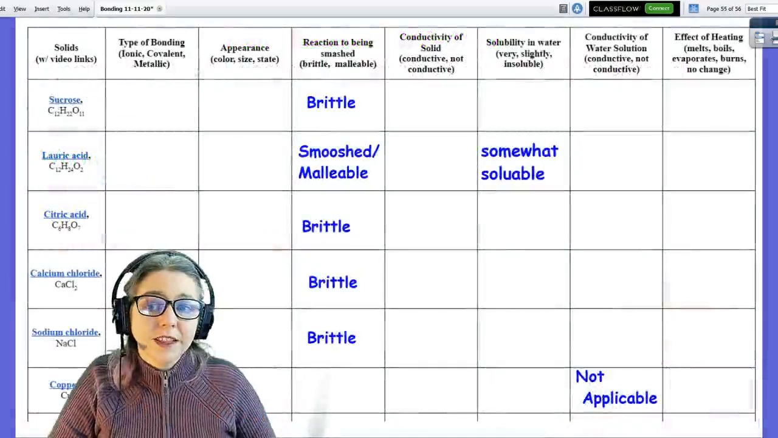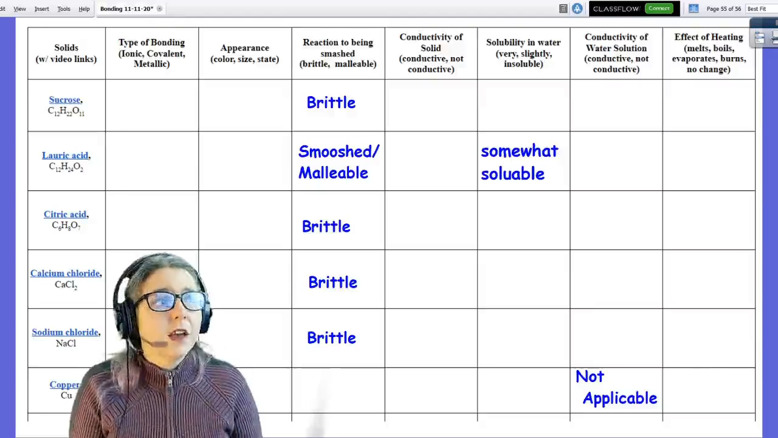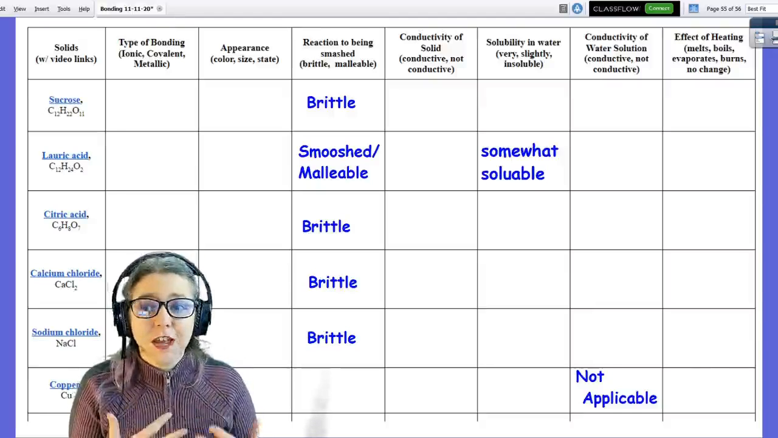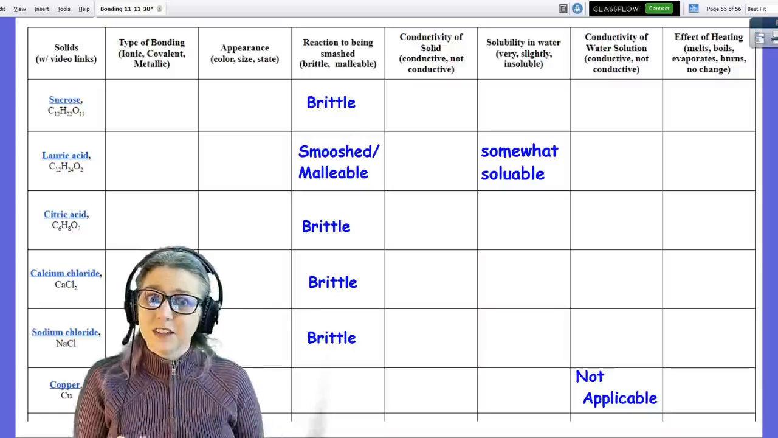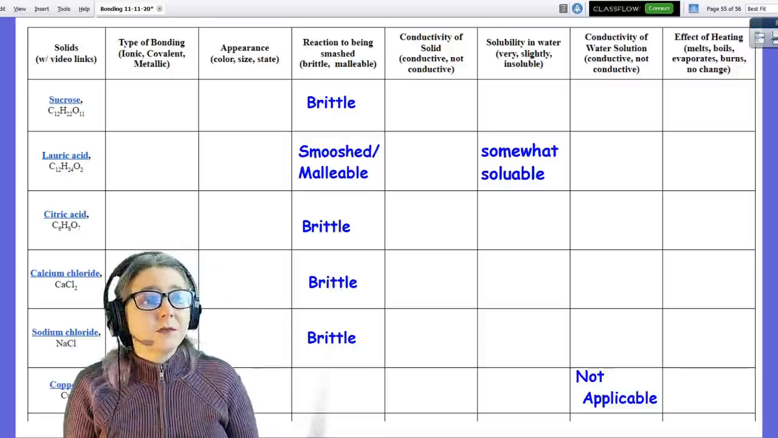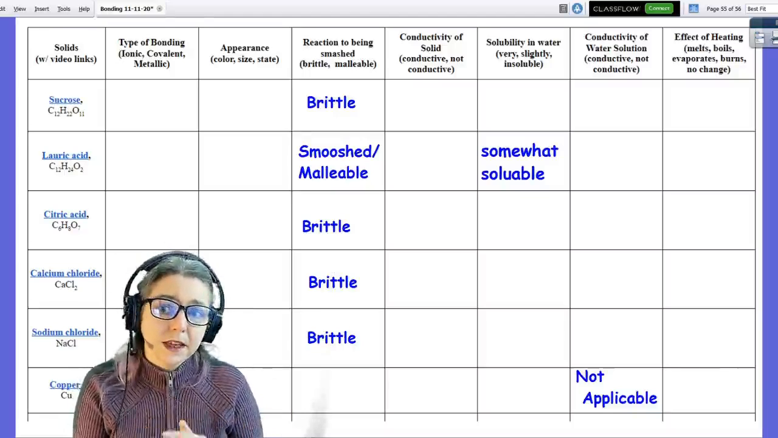So in our lab, I know that some of these were a little bit hard to figure out what was going on, especially when it came to the smash test. It was a little bit hard for me to figure out what was going on, and I was actually there doing it. So I thought it would be a good idea to come back and talk about brittle versus malleable.